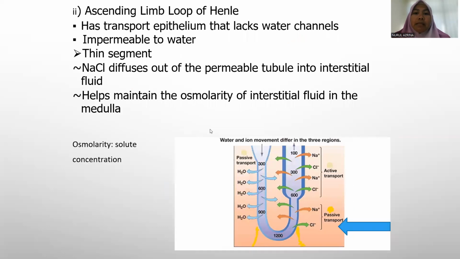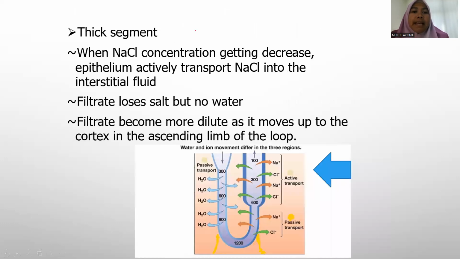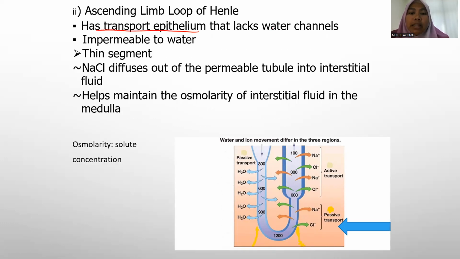Okay, next. At the ascending limb of the loop of Henle, the ascending limb has a transport epithelium that lacks water channels. Remember, this is the descending loop of Henle and this is the ascending loop of Henle. I want to show you something. Look at the ascending loop of Henle.